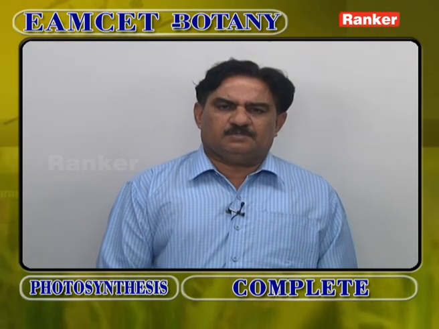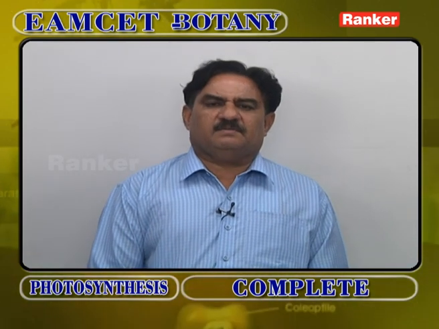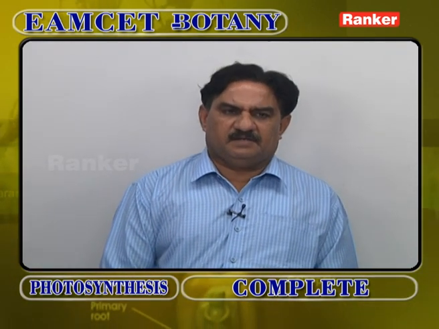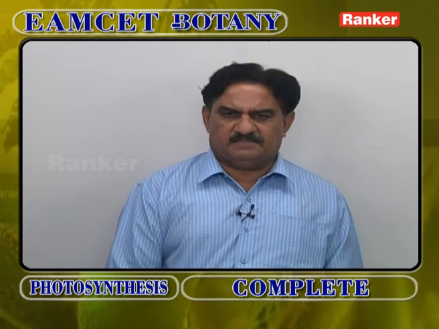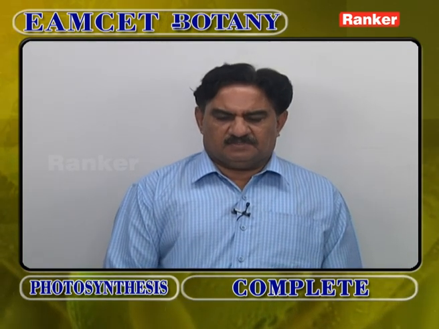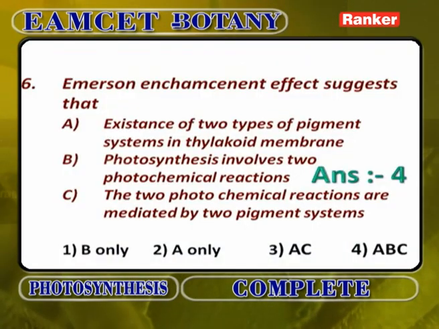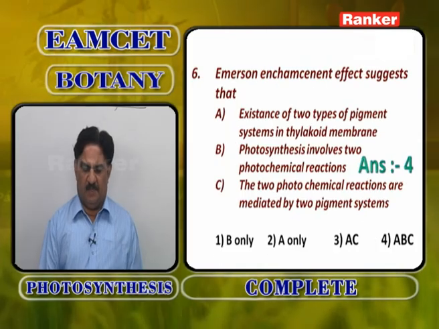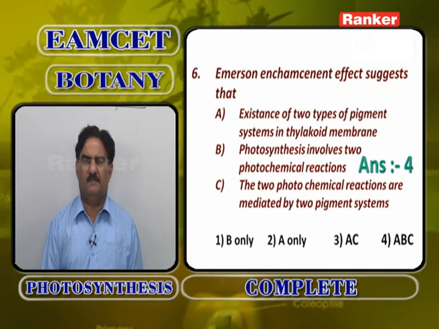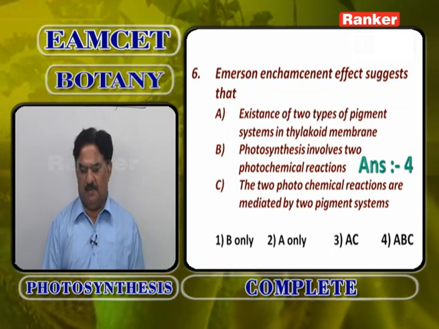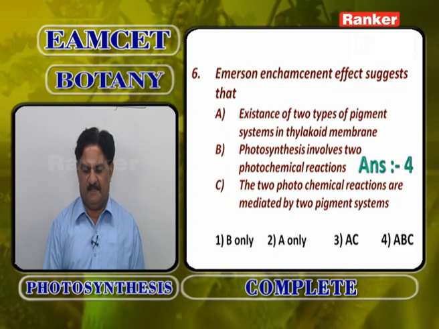Later, he exposed two beams of sunlight on a chloroplast simultaneously rather than separately. Then immediately there is an increase in the rate of photosynthesis, which is called Emerson enhancement effect. So, Emerson enhancement effect suggests existence of two types of pigment system in thylakoid membrane is correct. PS1 and PS2. PS1 with light absorbing site at 700, PS2 with light absorbing site at 680.